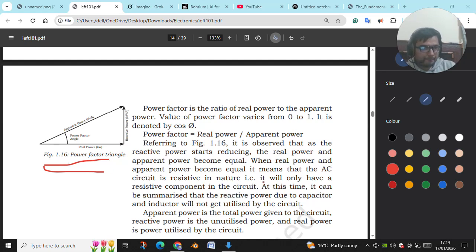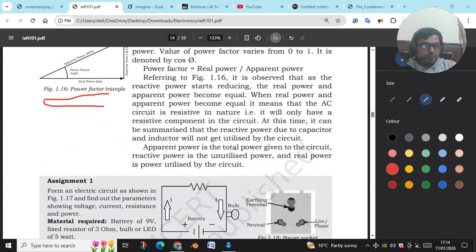When real power and apparent power become equal, it means that the AC circuit is resistive in nature. It will only have a resistive component in the circuit. At this time, it can be summarized that the reactive power due to the capacitor and inductor will not get utilized by the circuit. Apparent power is the total power given to the circuit. Reactive power is the unutilized power, and real power is power utilized by the circuit.